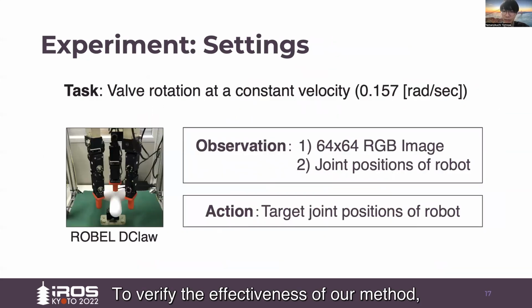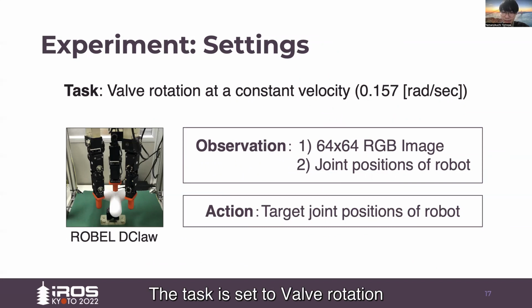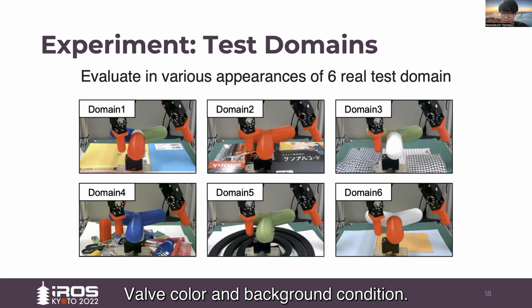To verify the effectiveness of our method, we conducted real-world experiments using a valve rotation environment. The task is set to valve rotation at a constant velocity. As an observation, an RGB image and joint positions of the robot are used. Then the target joint position of the robot is used as action. The real-world test domains used for evaluation are the following 6 domains as shown below. These have a lot of variations of valve color and background condition.